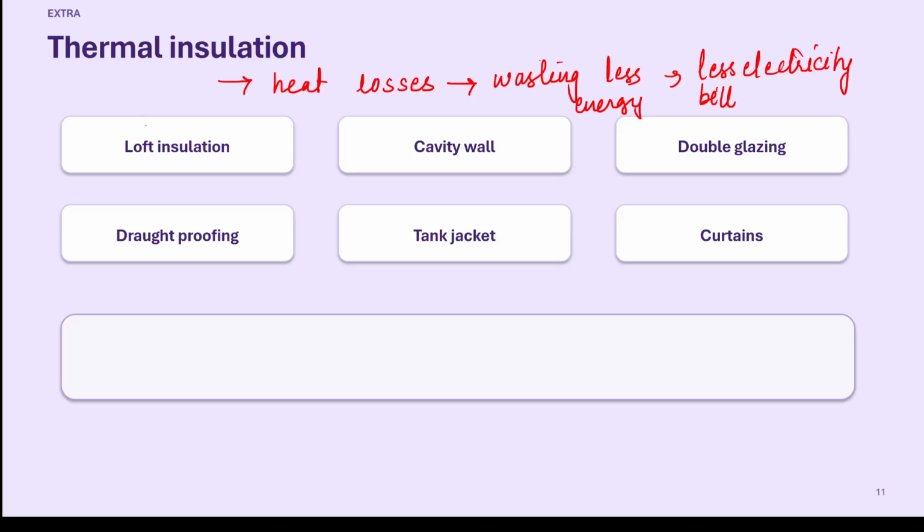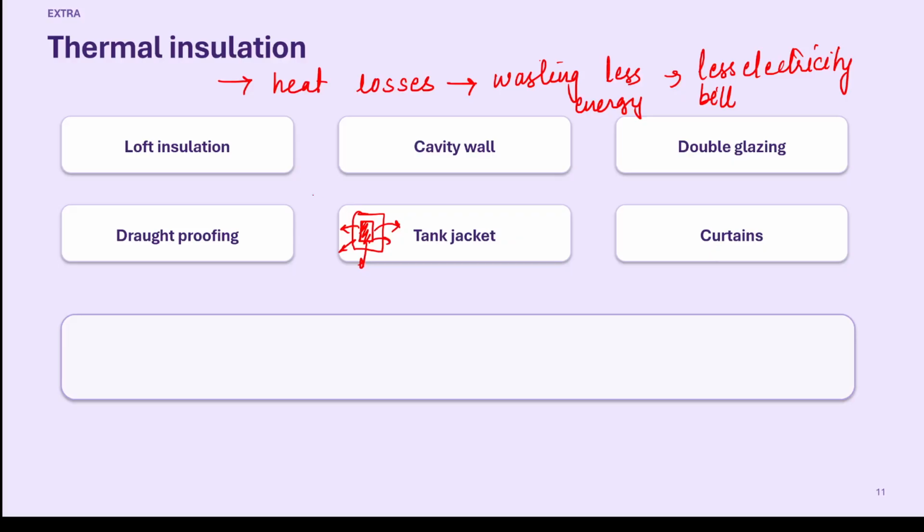All right, so how can we do the thermal insulation? By using loft insulation, cavity wall, double glazing, draught proofing, tank jacket. Okay, tank jacket. So a tank jacket is a jacket which some people put around the boilers. Even I have put that in my home. So this is your boiler. So it will have a jacket around it. So it will reduce the heat loss through convection, conduction, and also radiation.